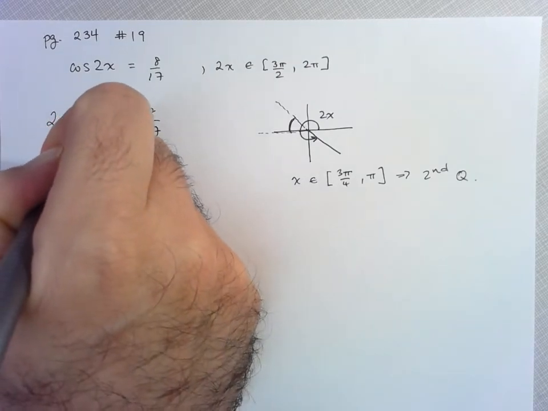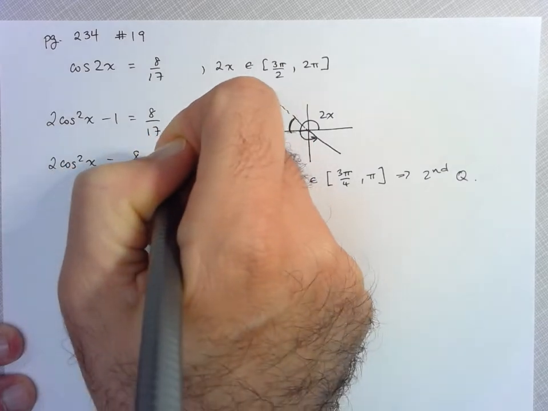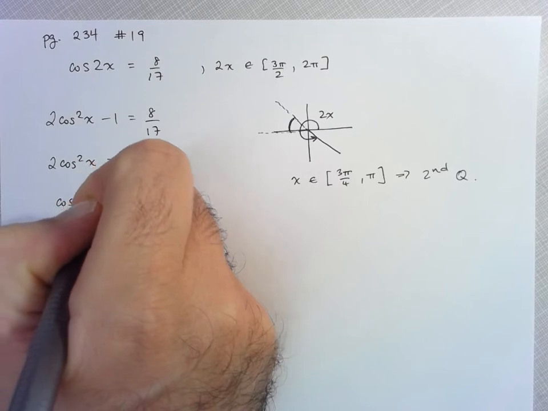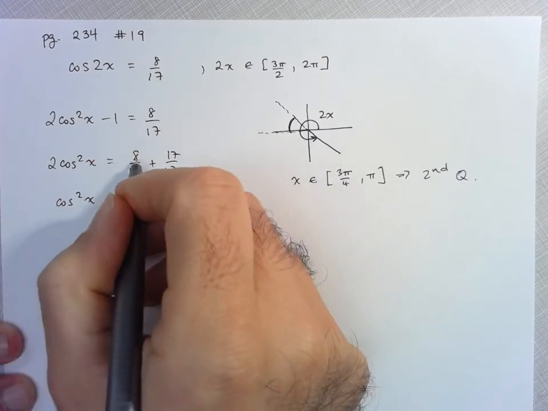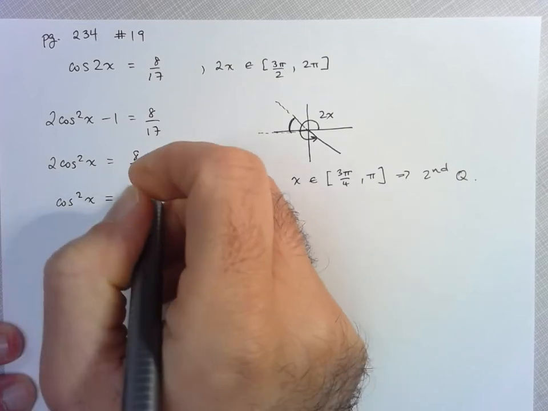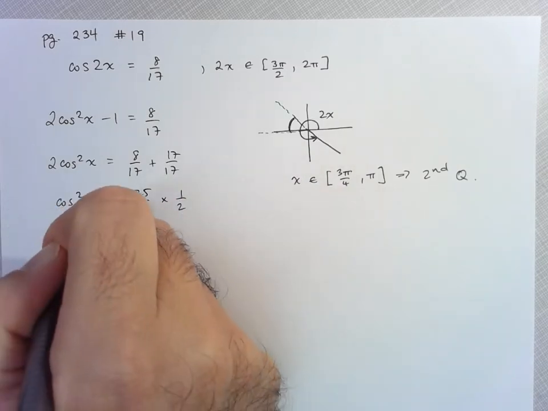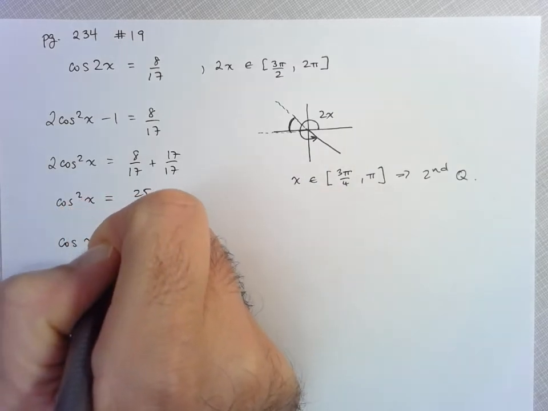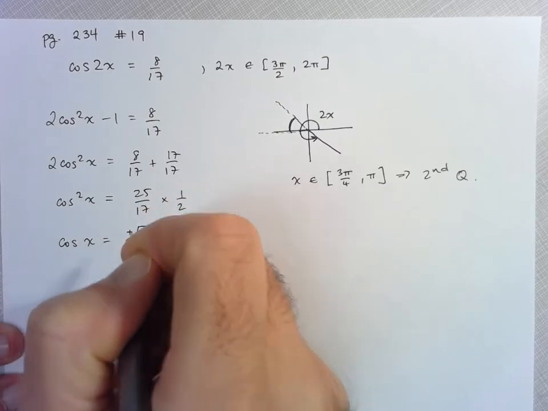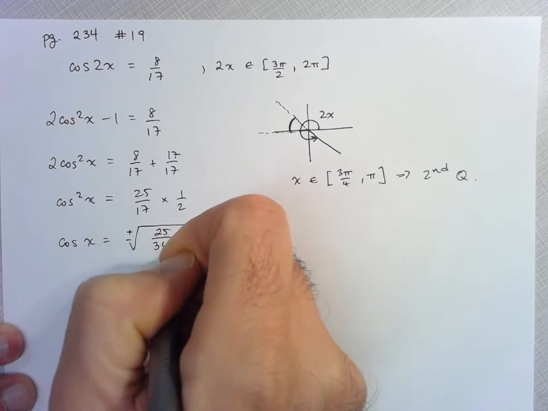Okay, so first we'll bring the 1 to the other side. So 8 over 17 plus 17 over 17. So again, work with common denominators. So I'm going to divide that 2 to the other side. So 8 plus 17, so that's 25 over 17. And, well, dividing by 2 is the same as multiplying by a half. So now in order to find cos x, I need to take the square root of both sides. So it's going to be positive or negative square root of, this looks like 25 over 34.